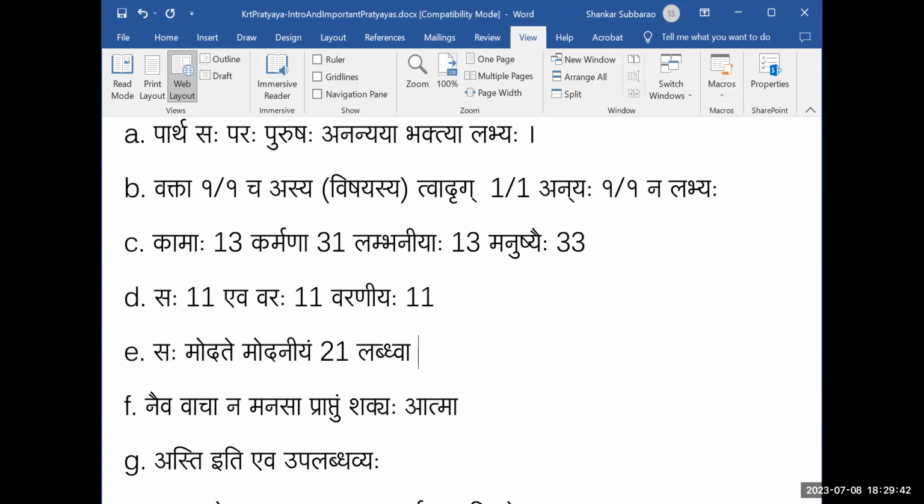Okay. Does Modate require an object? No. It doesn't. Okay. Does Labdhva require an object? No.